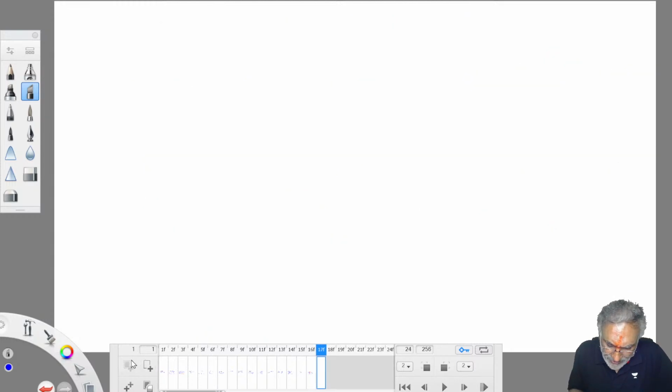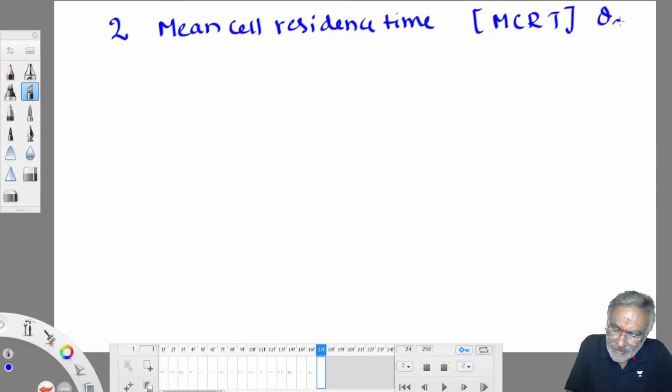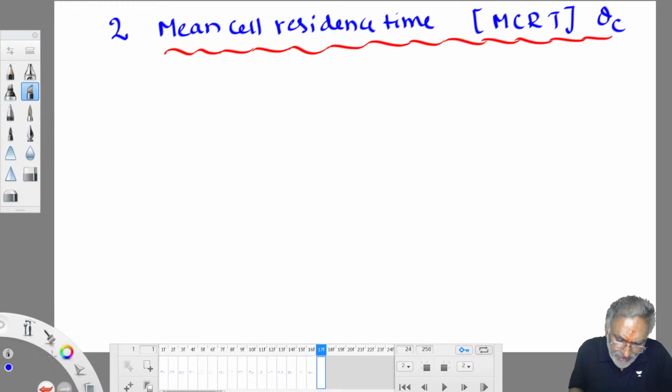That is the first parameter. The second parameter is mean cell residence time. It is called MCRT, denoted by theta c. People also call it sludge age. Mean means average, cell means microorganism, residence time means remain active, maintain life.